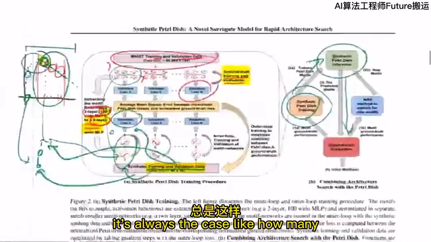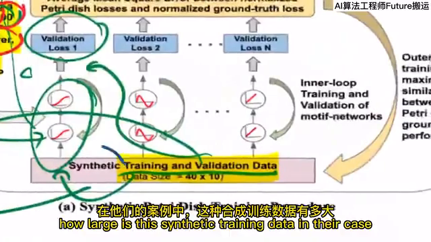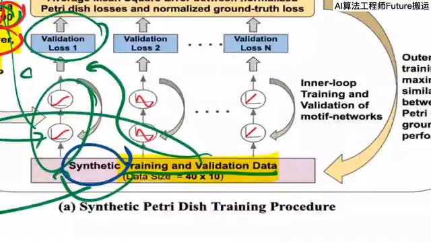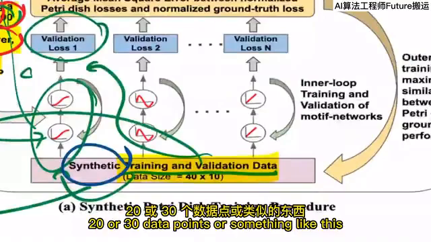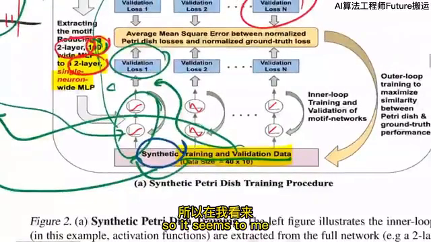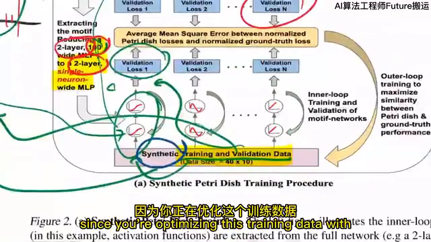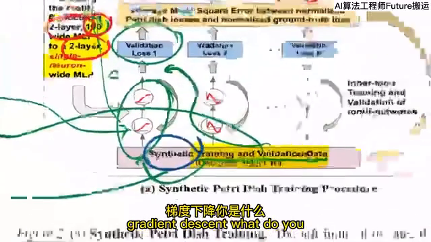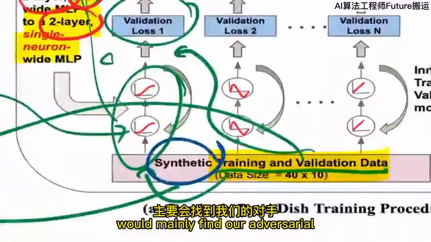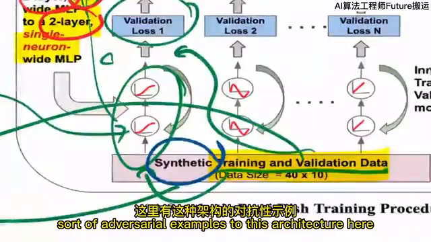it's always the case, like how large is this synthetic training data? In their case, they abstract this to 20 or 30 data points or something like this. So it seems to me, since you're optimizing this training data with gradient descent, what you would mainly find are adversarial examples to this architecture here.